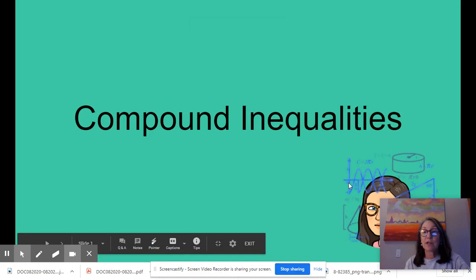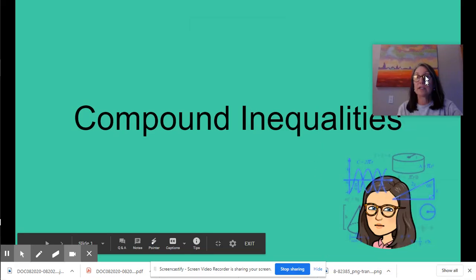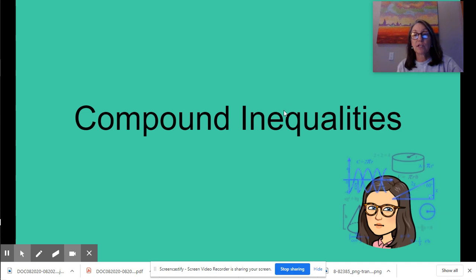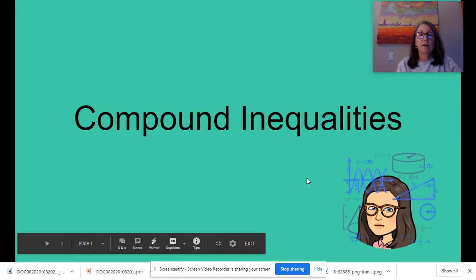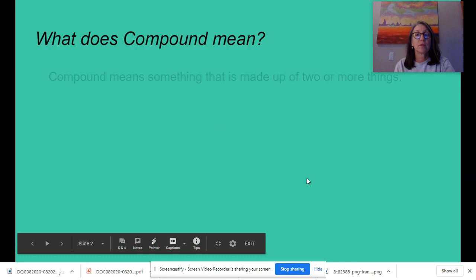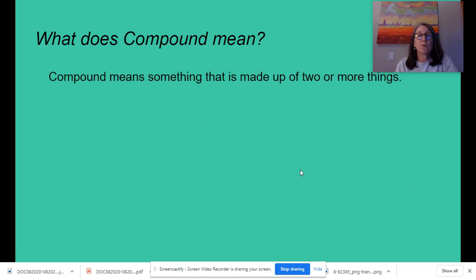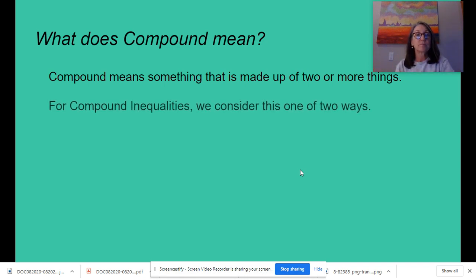All right, so here we go with compound inequalities. Compound inequalities are when we have two inequalities within the problem we're trying to solve. So compound, what does it mean? It means when you have two or more things making up one system.